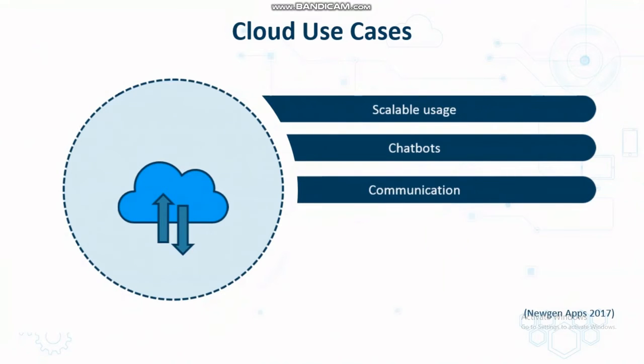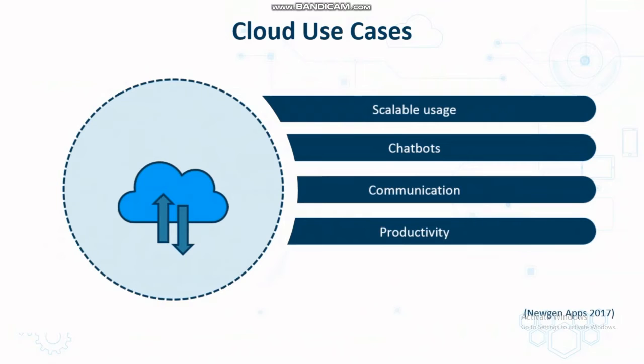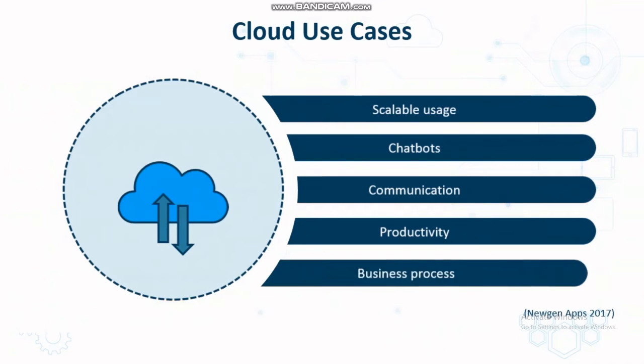Communication, using new tools to communicate and collaborate like Skype, SharePoint, and Teams, for example. Productivity, using tools like the kind you'll find in Office 365 and other business suite apps. And business process tools like CRM software.